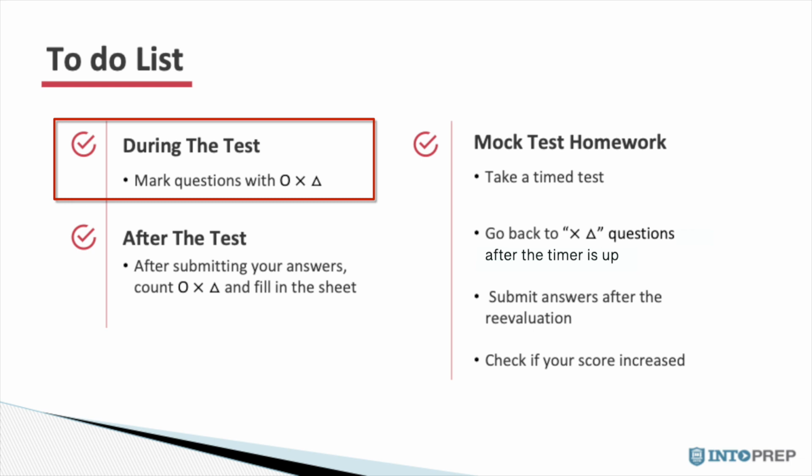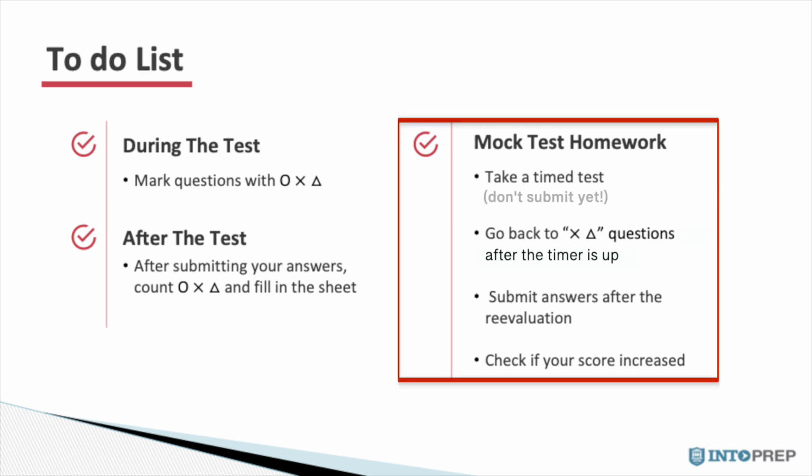When you're solving your homeworks, you should be making these OXT annotations in your question booklet while you're taking your test. You should do a 3-hour timed exam by following the mock test timer on the Into Prep YouTube page. After your timer is up, or maybe on the next day, you can go back to the questions that you marked with either an X or a triangle and try to figure out the answers by using your notes and your textbooks. Try to focus on the triangle questions.